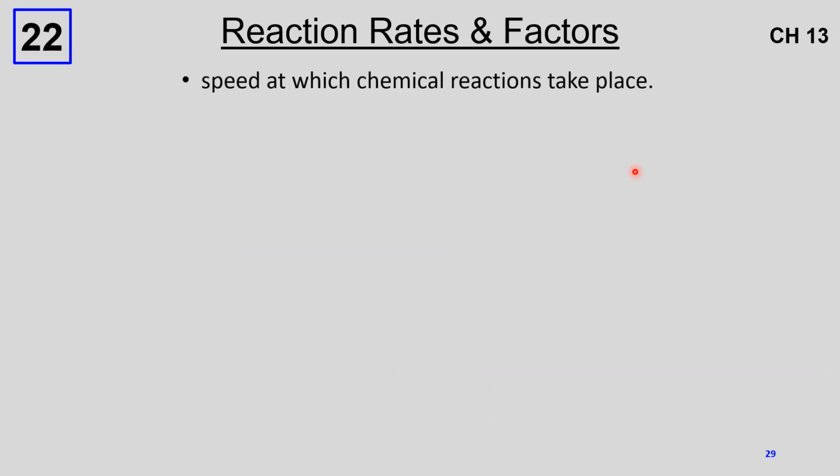All right, and the last thing that we want to talk about is chapter 13, which is all about reaction rates and the factors that affect reaction rates. So what is reaction rate? It's basically the speed at which chemical reactions take place. It tells you how fast a chemical reaction is. Some chemical reactions happen very slowly. Some chemical reactions happen very, very quickly.